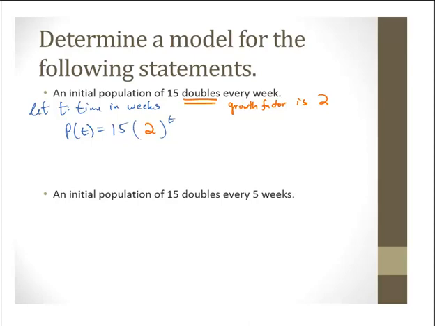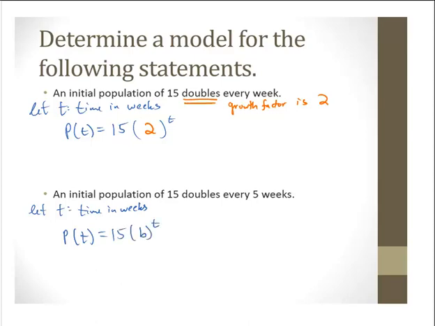But what if we change it up and say now the initial population is doubling every 5 weeks? Well, if we still let t represent the time in weeks, then the growth factor is not 2, because that's how it changes every change in t. T is in weeks. It's not doubling every week, so it can't be the same model. But we can start off similar. We can start off by saying P of t is equal to 15 times b to the t.